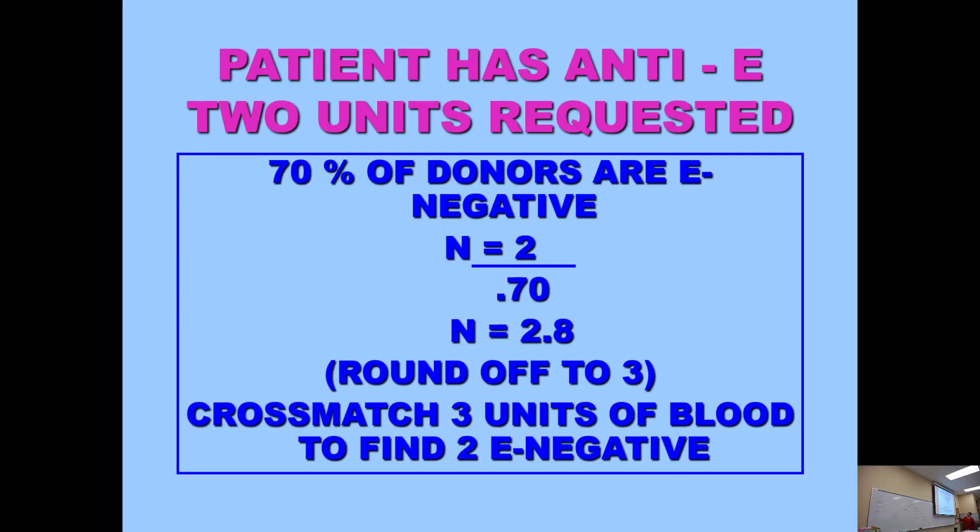So here's an example. 70% of donors are big E negative. I want 2 units, 2 divided by 0.7. I get 2.8. We always round it up to 3 at this point. So I'm going to have to screen 3 units to get 2 compatible, most likely.